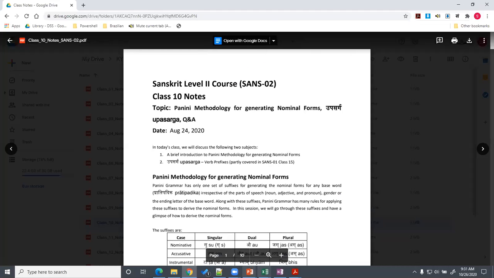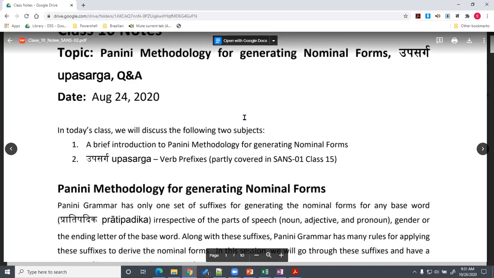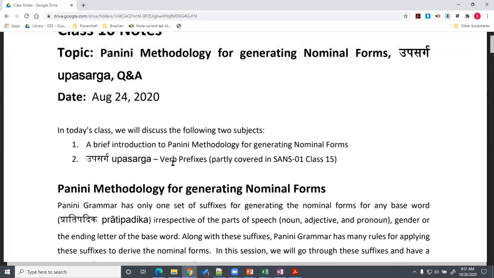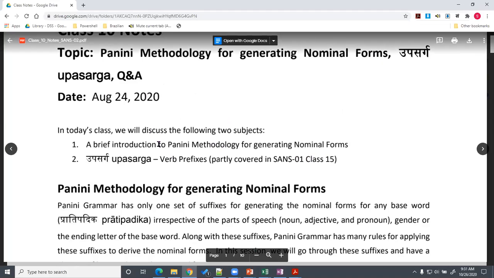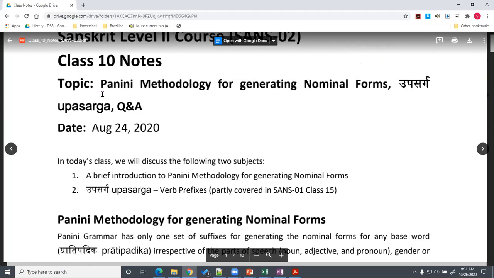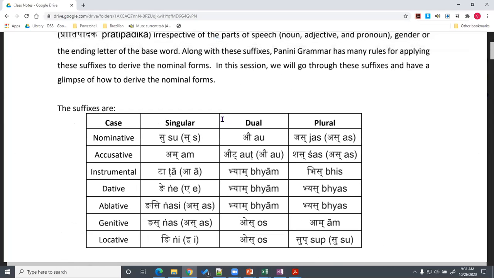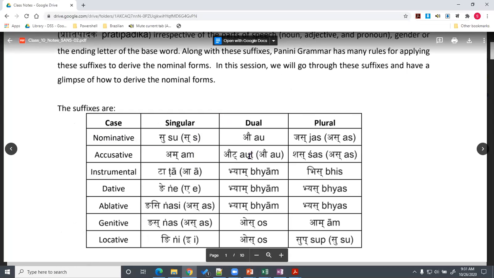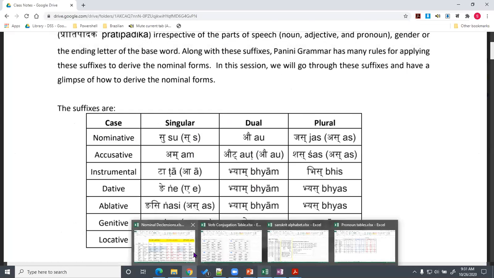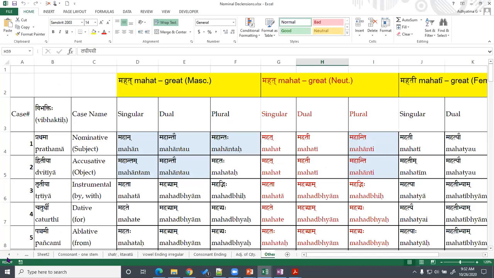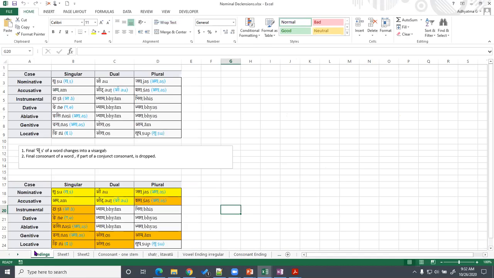Then we also saw Panini's methodology for generating the nominal forms. Upasargas we had covered earlier, but some more details were covered in Sanskrit 02. And if you remember this form, I can also pull from the Excel file. These endings.